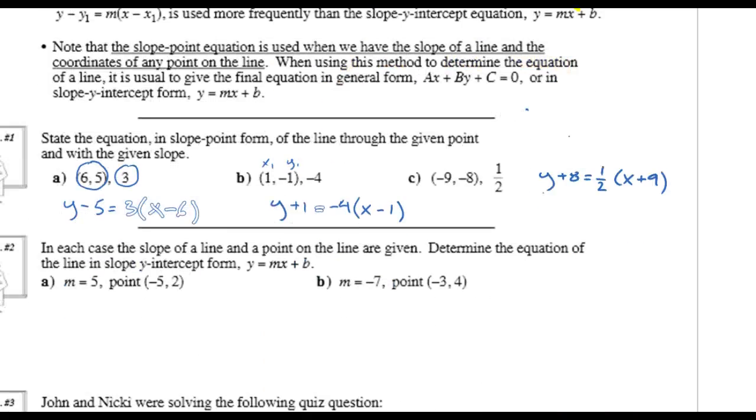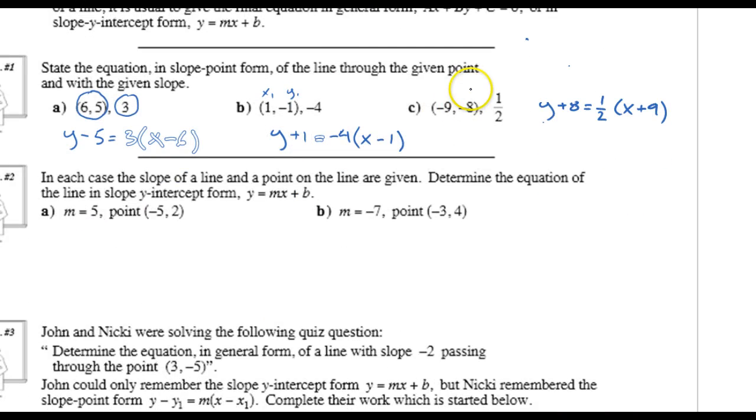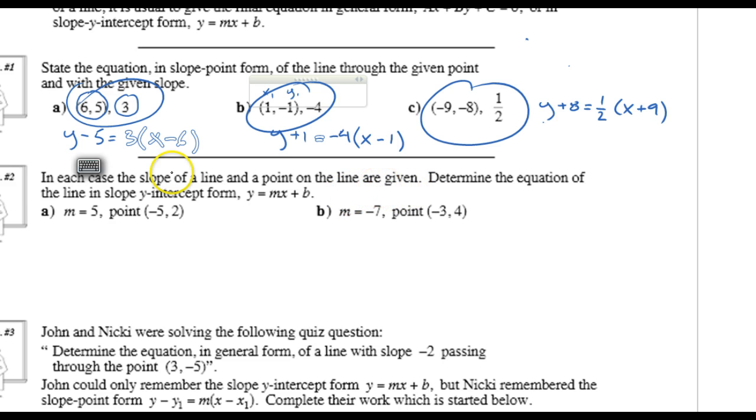Again, I repeat, the benefit of this formula is that, look at this: I'm given any point and a slope, and I can have my equation. You can't do that with the other two forms that we've seen. In each case, the slope of a line and a point on the line are given. So we're given the slope and a point.